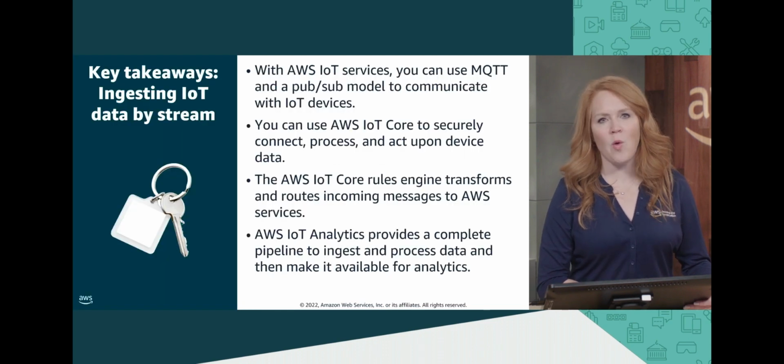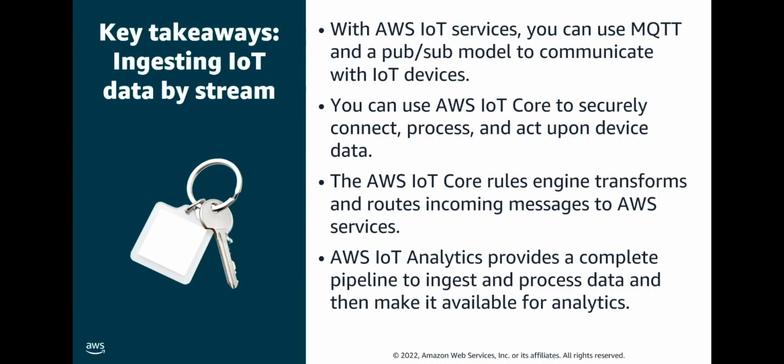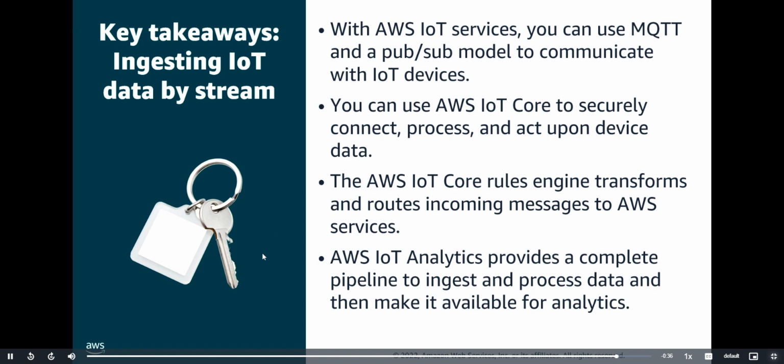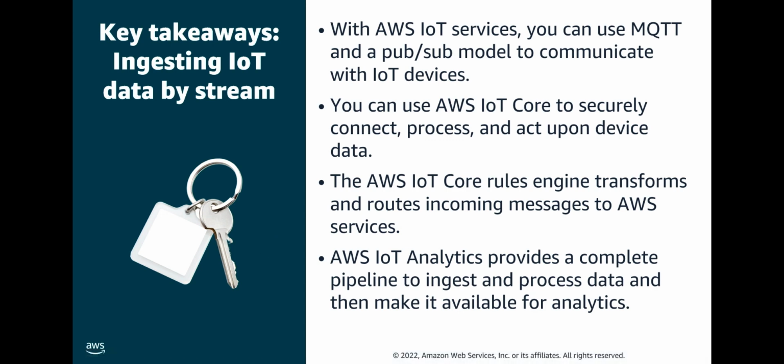Here are a few key points to summarize this section. IoT devices use a pub-sub model to communicate with each other and with cloud-based services. In a pub-sub model, publishers send messages to a topic, and subscribers subscribe to that topic. A message broker routes published messages to the correct subscribers.